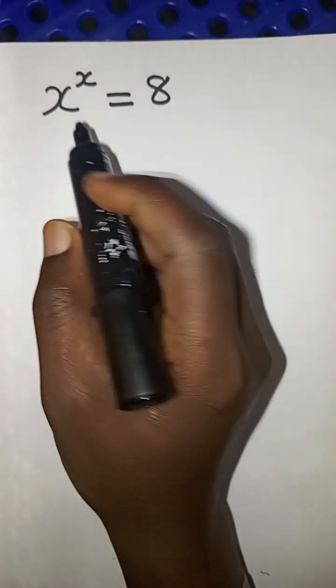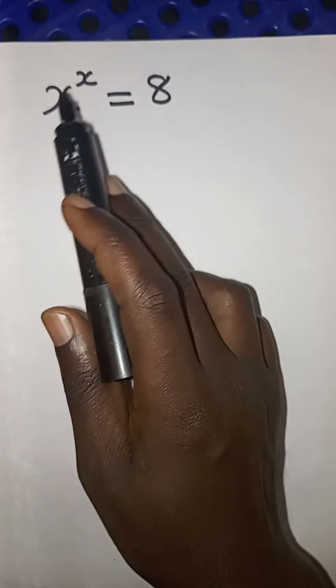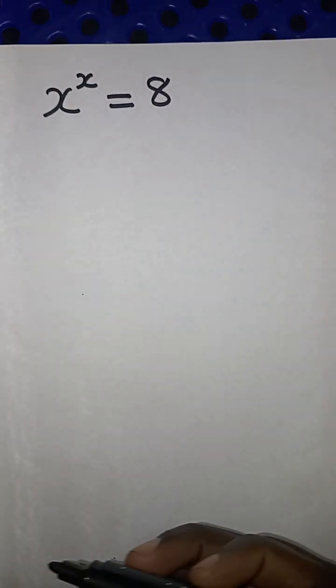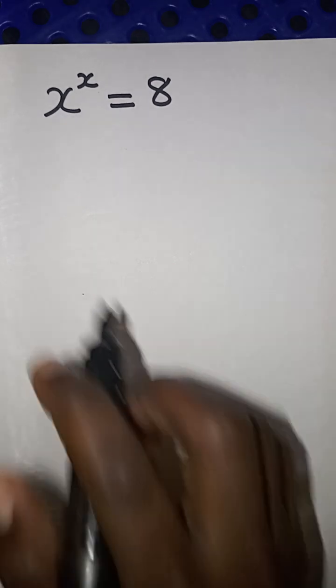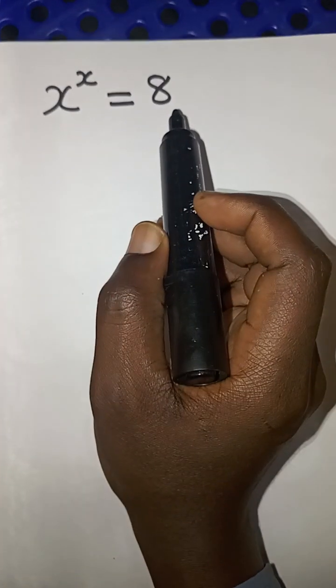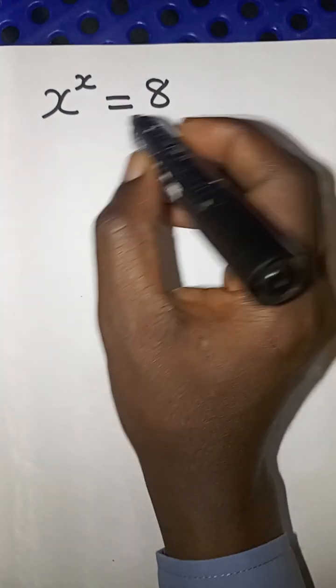So today we have an exponential equation given that x raised to x is equal to 8. We are told to find the value of x such that when I substitute here and here, the output should be 8. Actually, let us start maybe by inspection.